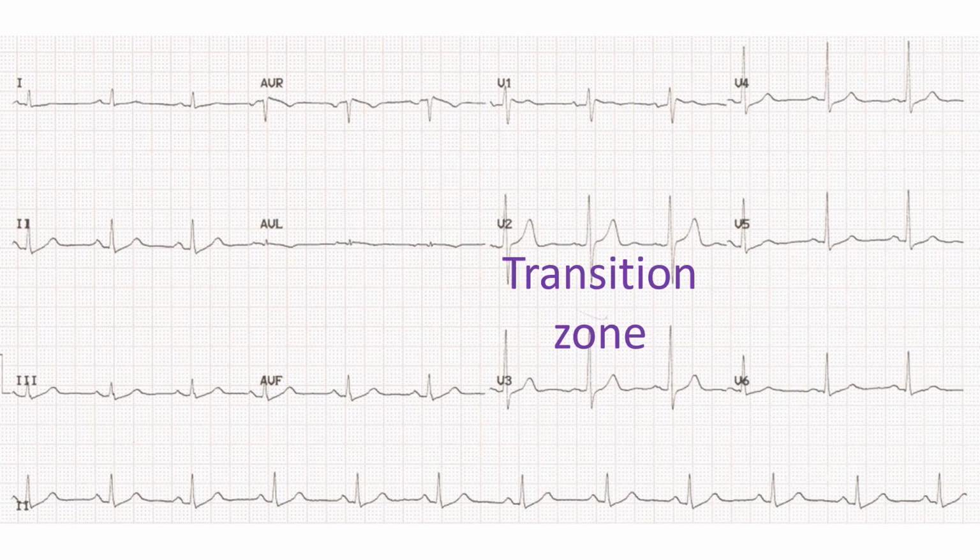The RS pattern in right precordial leads changes to a QRS pattern in V3 or V4. This is known as the transition zone. In simpler terms, transition is from a dominant S wave to a dominant R wave.